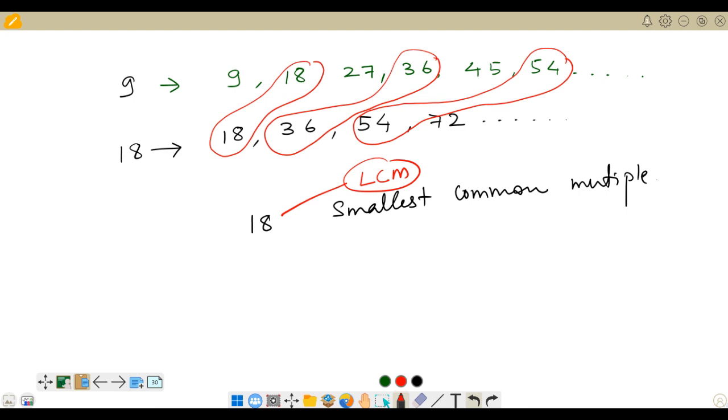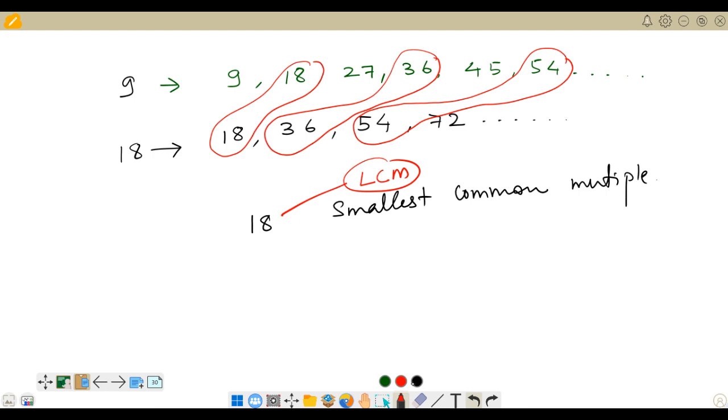What is meant by the LCM? First understand the LCM. The LCM is the least common multiple, right? Now let's understand the highest common factor.